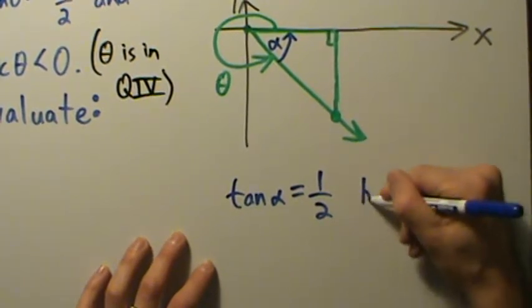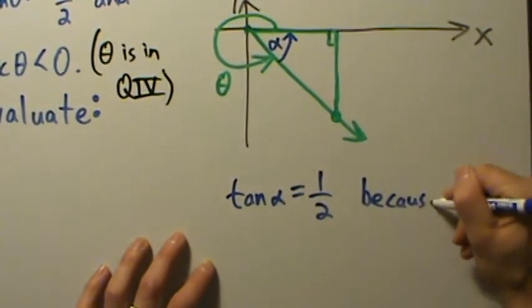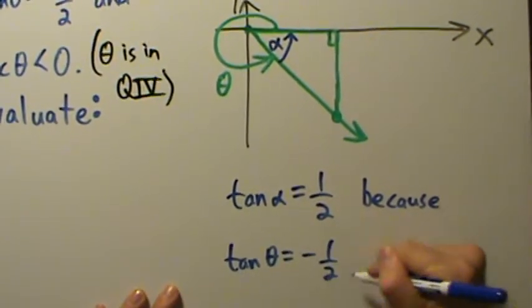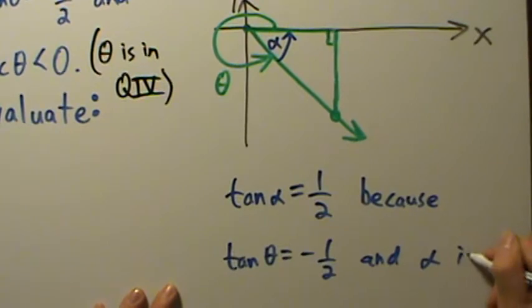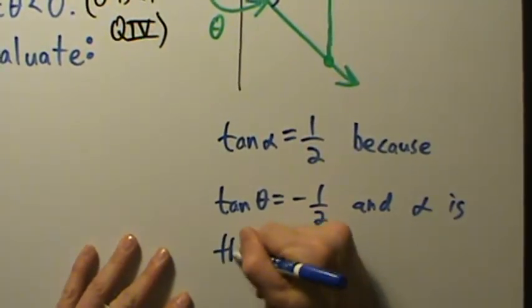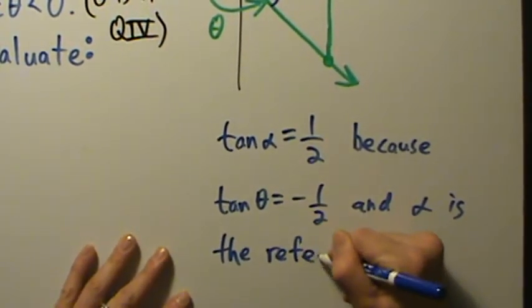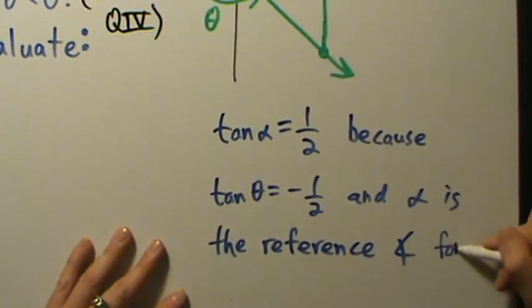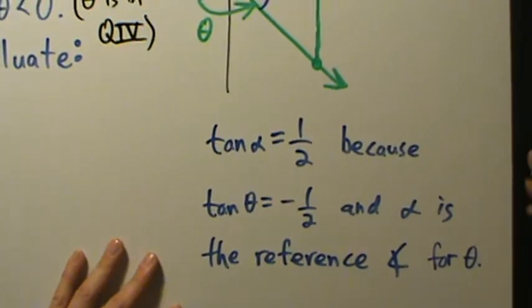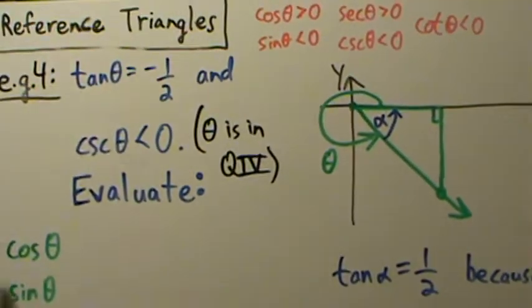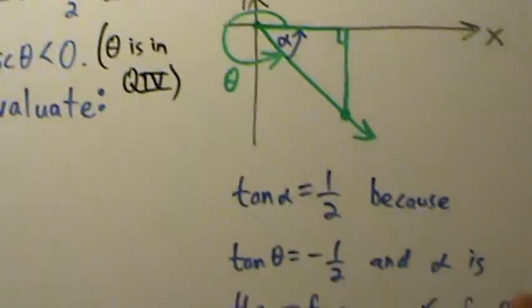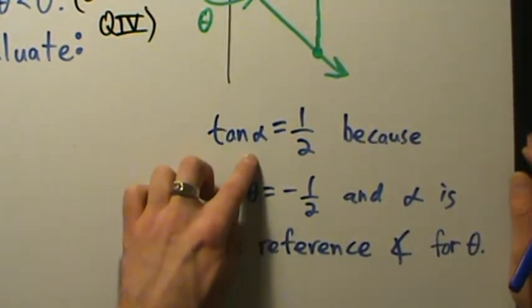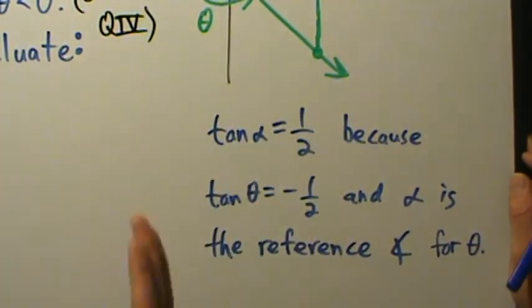Why do we know that? Well, we know that because tangent of theta is negative 1/2 and alpha is the reference angle for theta. Remember, that's how reference angles and their corresponding angles work. First of all, we were given tangent of theta is negative 1/2. That tells us since alpha is the reference angle for theta, then tangent of alpha must be positive 1/2, because that's how reference angles work.